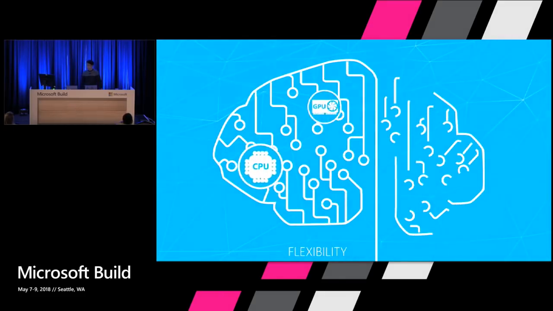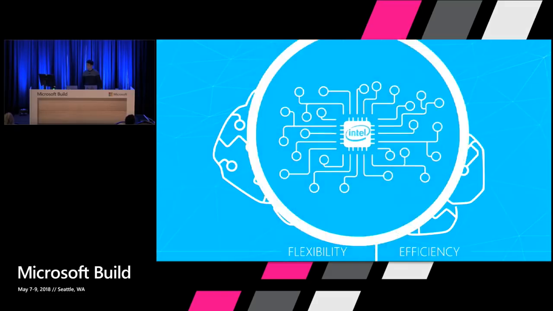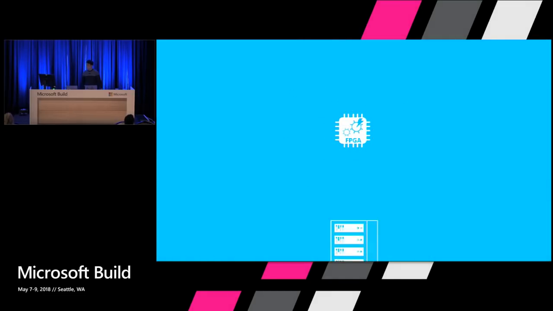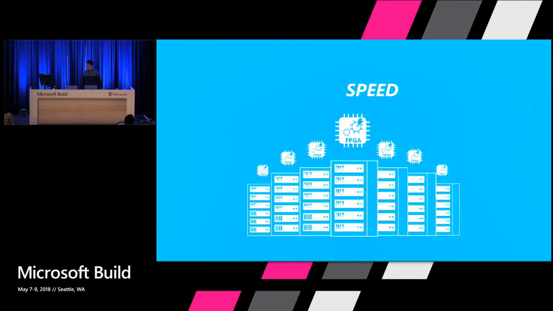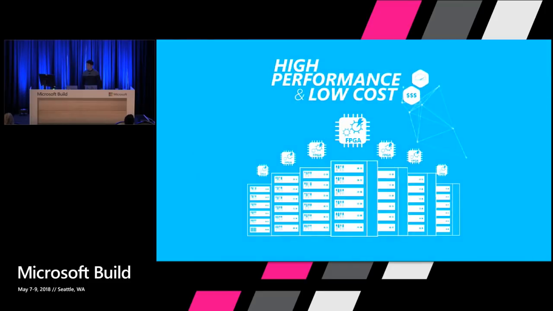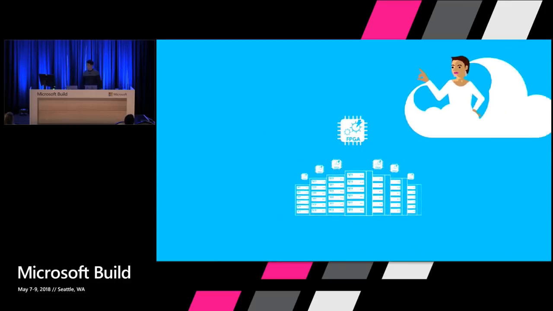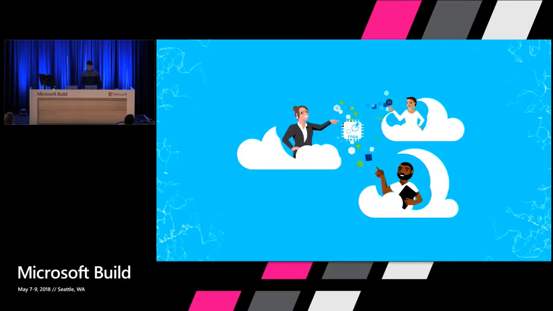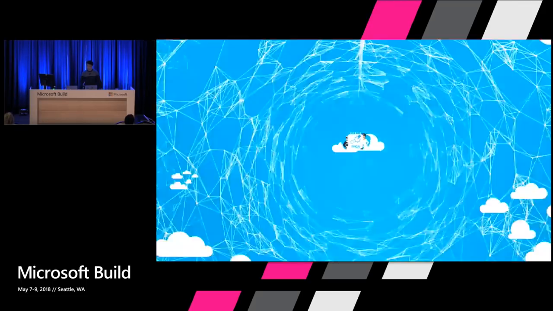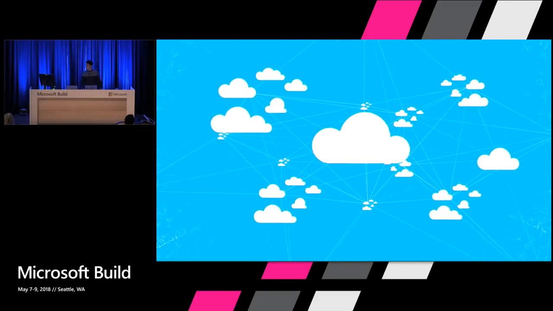Not anymore. Project Brainwave unlocks the future of AI by unleashing programmable hardware using Intel FPGAs. And this delivers real-time AI at blazing speeds with no batching, no compromises, and no need to choose between high performance and low cost. Azure Machine Learning Accelerated Models, powered by Project Brainwave, enable data scientists and developers to easily train deep neural networks and deploy them to the world's largest configurable cloud with record-setting performance.